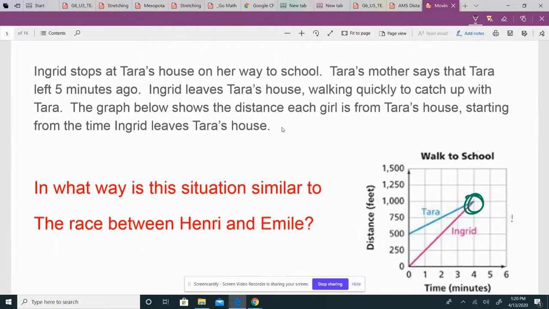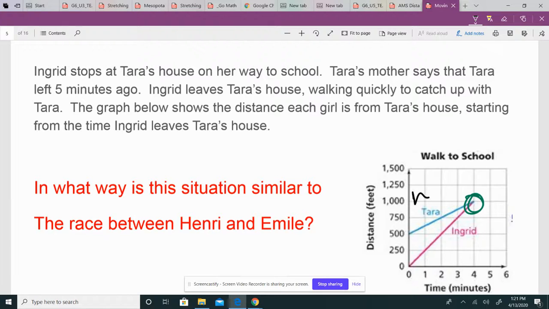So, in what way is the situation similar to the race between Henri and Emile? Well, if you remember Henri and Emile, we were looking at two brothers who were doing a walking race, right? And the older brother didn't want the younger brother to know it was so obvious. He wanted him to win. My mind is drawing a blank. I'm thinking that Henri was the older brother. I couldn't remember. Maybe Emile was the older brother. In any case, it's similar because with Henri and Emile, the question asks which person's traveling at the greater rate to catch up. So in both cases, the person traveling at the slower rate had a head start.